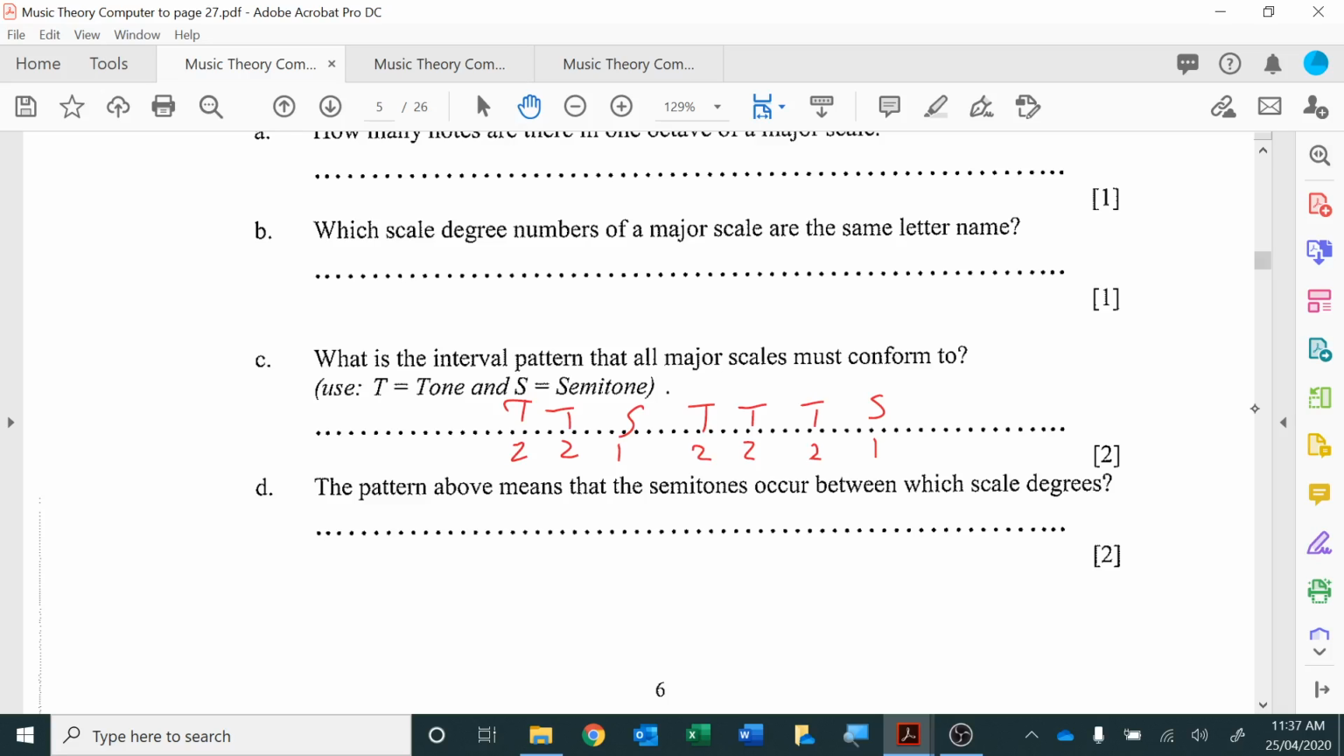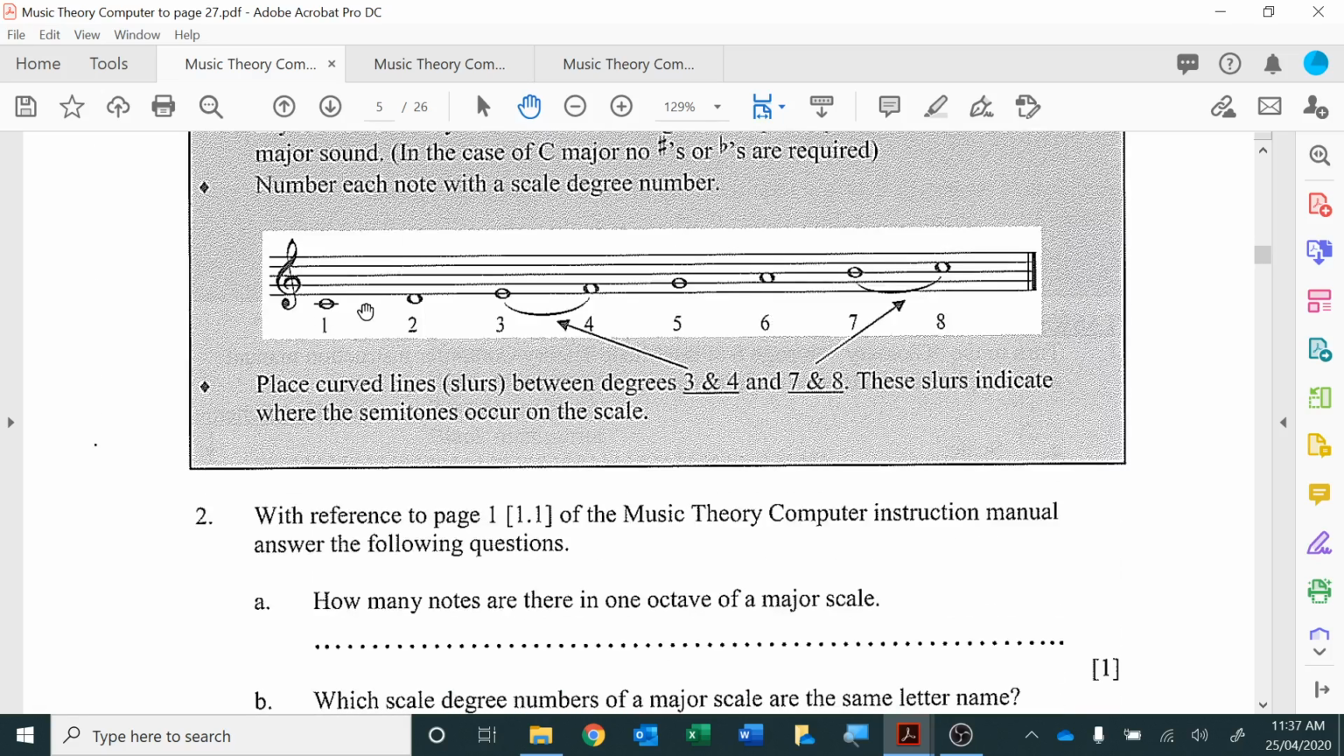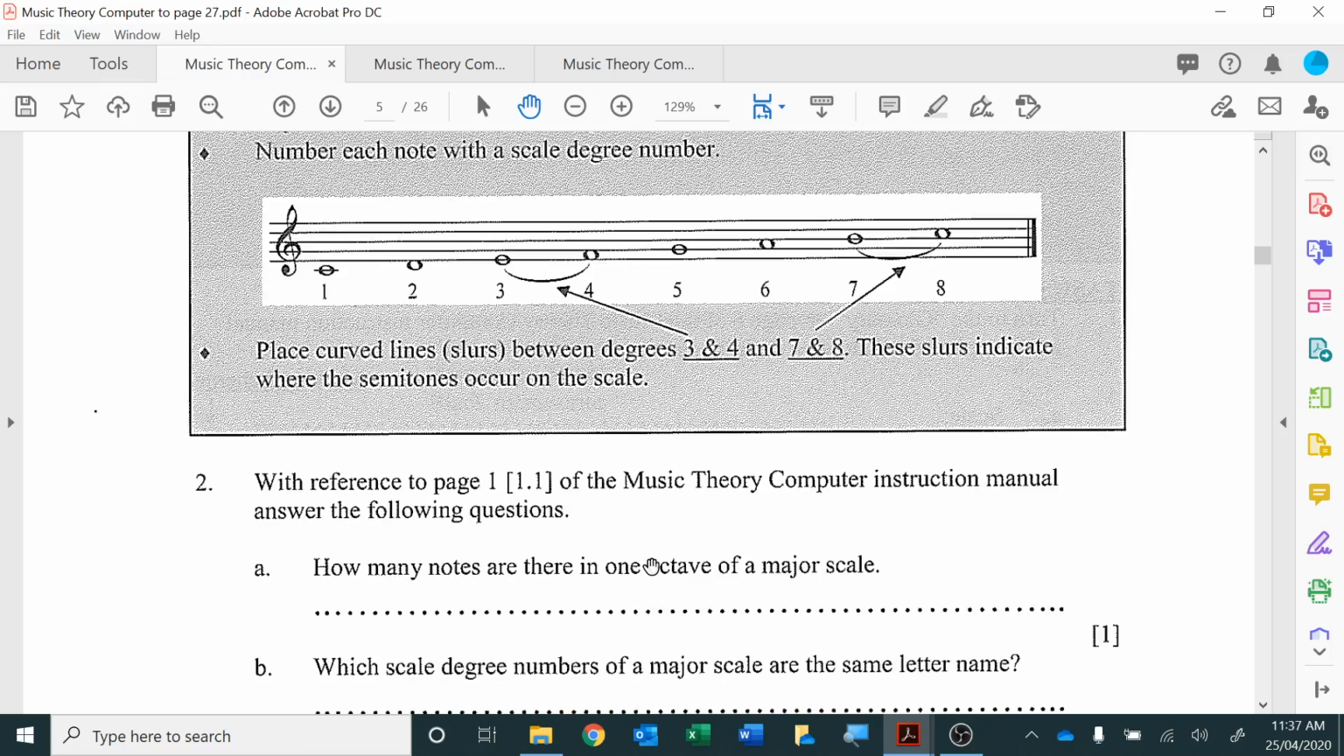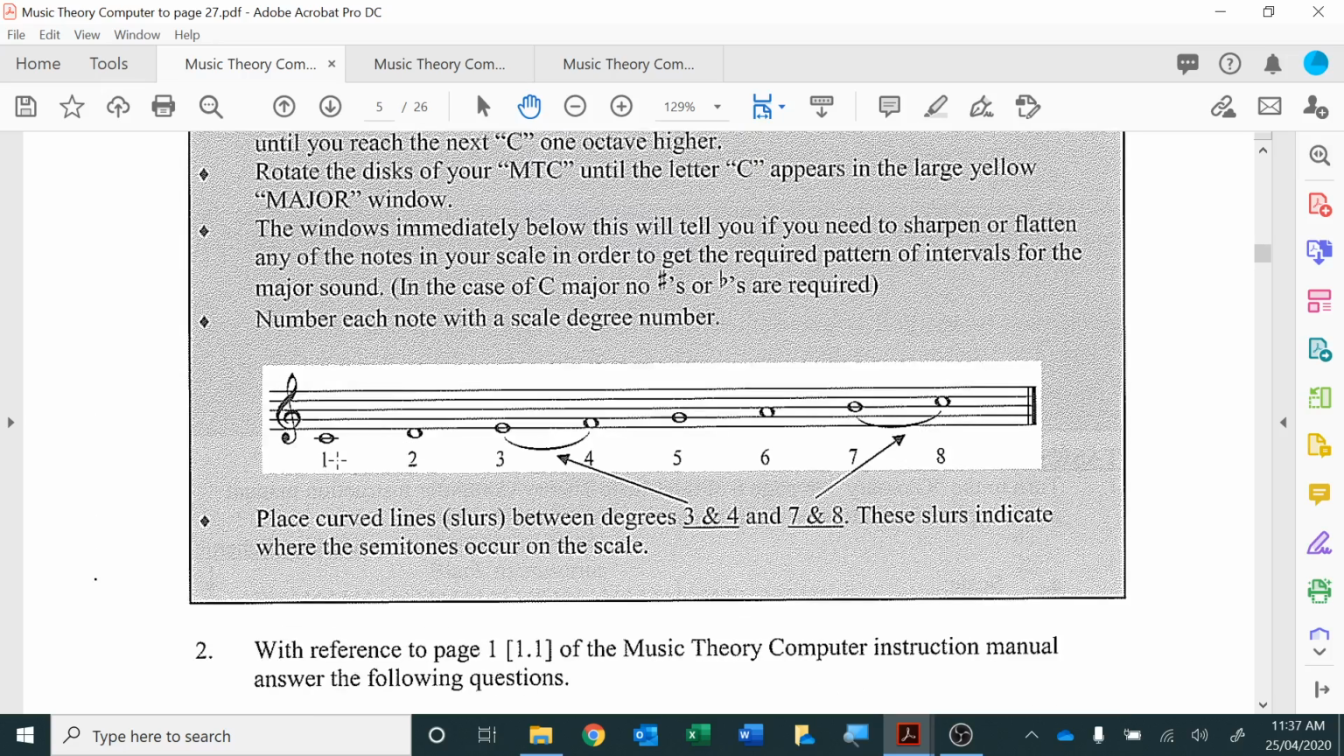The pattern above means that the semitones occur between which scale degrees? Well, you have to be careful because you're counting scale degrees here. Okay, so it's between 3 and 4 and 7 and 8. Although if you count here, it's on 3 and 4, 5, 6, 7. So be careful how you do that. You have to count the scale degrees. When you're counting semitones or tones, you count steps. When you're counting scale degrees, you start with the first scale degree.